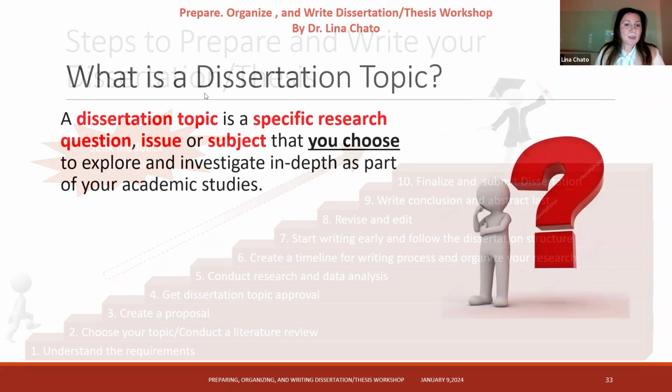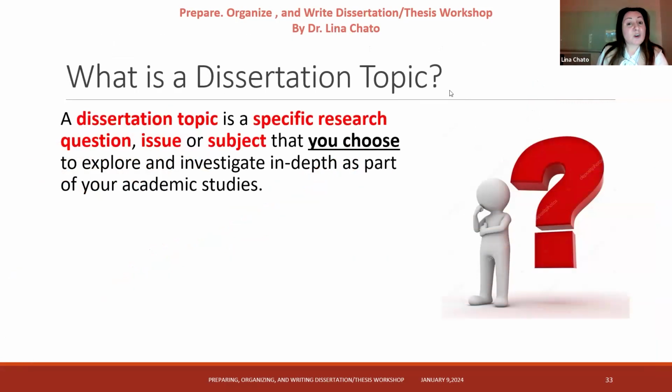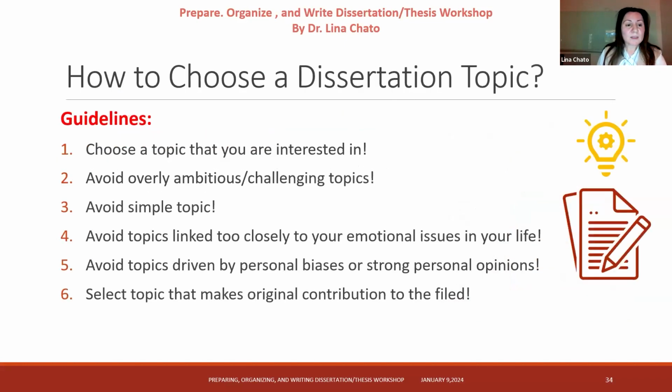Okay. So what is a dissertation topic? This is the first thing you need to identify and to know about. It is a specific research question or issue or subject that you choose to explore and investigate in depth as a part of your academic study. Why do you choose this? Of course, to contribute to your field, okay? Here are some tips on how to choose your topic.